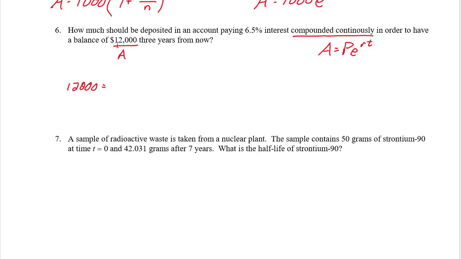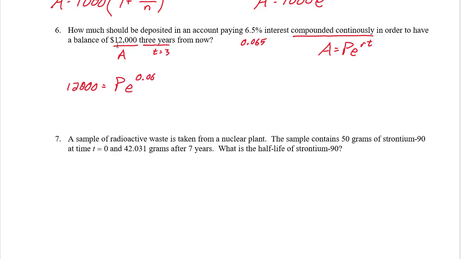Had it said something like monthly or daily or anything along those lines, then I would have used the formula that had the 1 plus r over n from above. But with this one, we know that the principal, or the initial amount, is what we're trying to solve for. Our interest rate here, I'll go ahead and just rewrite that as a decimal, 0.065, by moving my decimal twice to the left. And it does say 3 years from now, so a t value of 3.